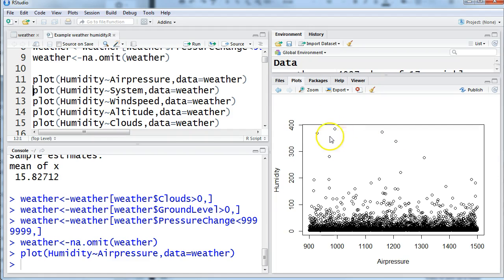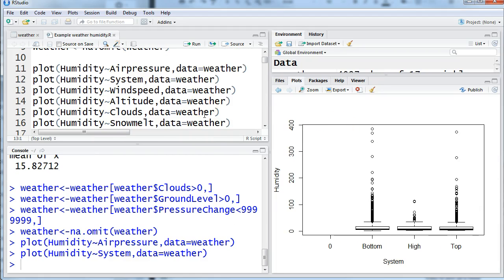See these high outliers here? A lot of the humidity values are very low, with occasionally really high ones. It is possible to have humidity over 100%. I think pure water is like 1,000% or something, so 400%, I don't know if that's realistic. It's made up data. Just follow along, okay?